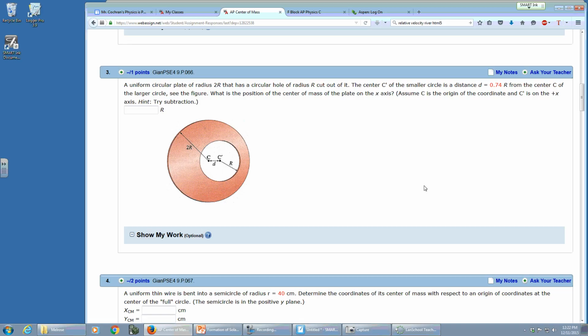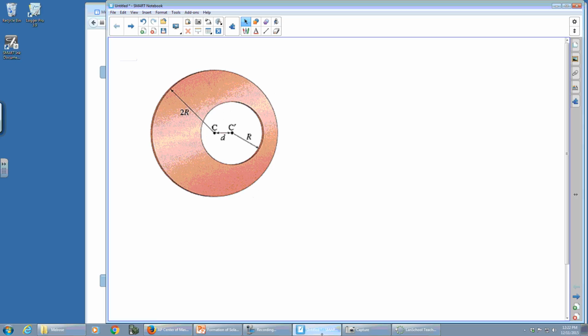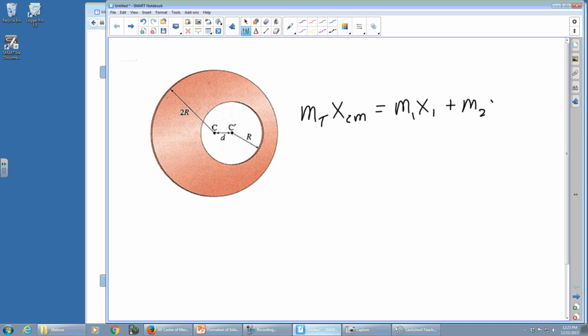All right. They want the position of center mass of the plate on the x-axis. Assume C is the origin, and the coordinate of C prime is on the x-axis. All right. So here we go. I have my picture up there. So I'm going to do the center mass in the x direction. The total mass times x equals mass 1 x1 plus mass 2 x2. I only have 2 elements here. I've got the plate and I've got the hole.